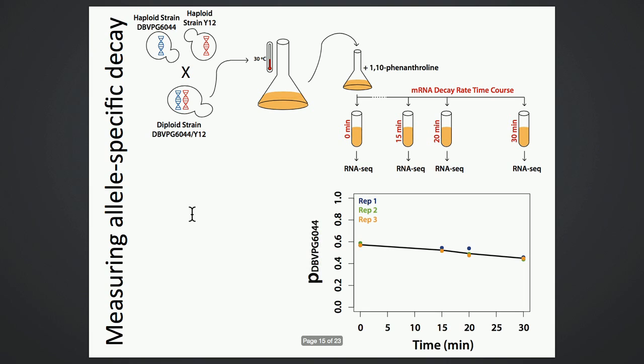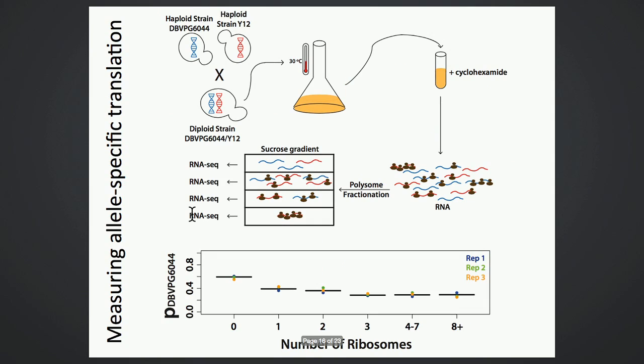Next slide, please. You can see at 0 minutes, the proportion of alleles from DB is a little under 0.6, and by 30 minutes, this has decreased to almost 0.4. So this is an example of a gene in my data set where the DB allele is decaying faster than the Y12 allele.